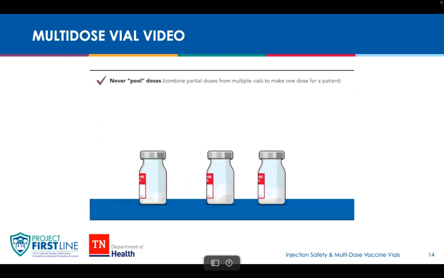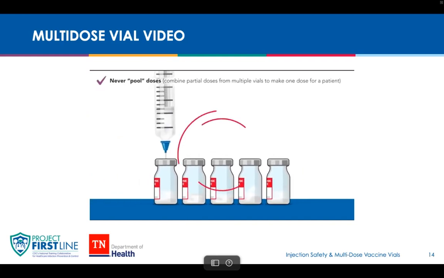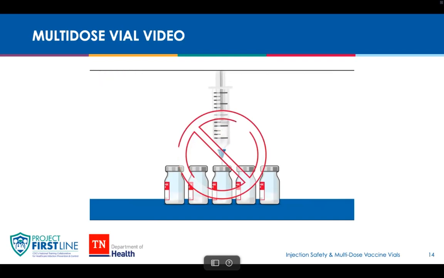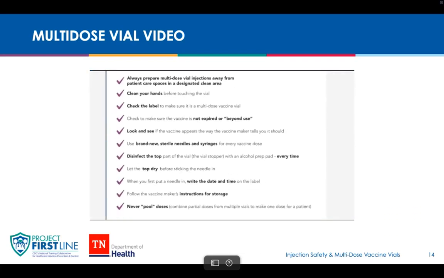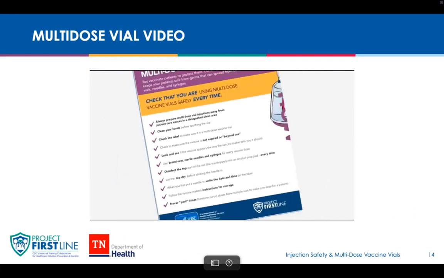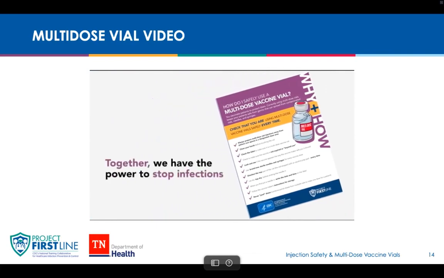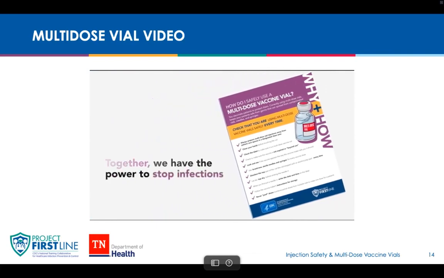Step 10. Never pool doses. Combining partial doses from multiple vials to make one dose for a patient can increase the risk of germs or other stuff getting into the vaccine, which can make people sick. By following injection safety steps and vaccine maker instructions every time, you will help keep yourself, your colleagues, and your patients safe.